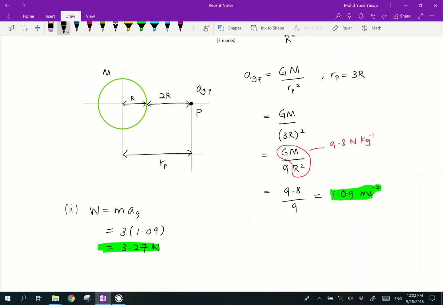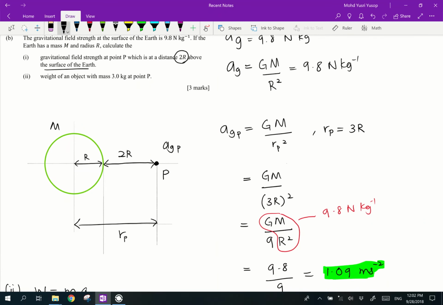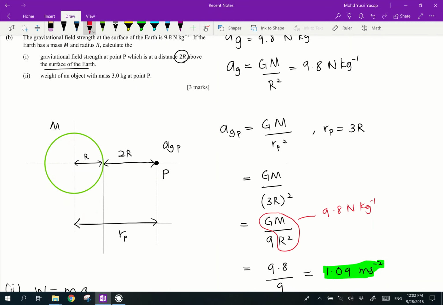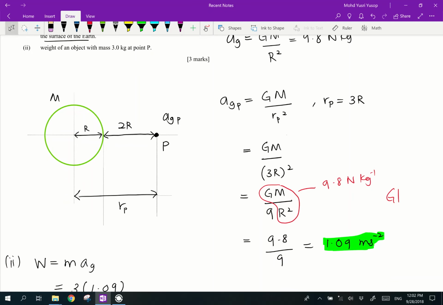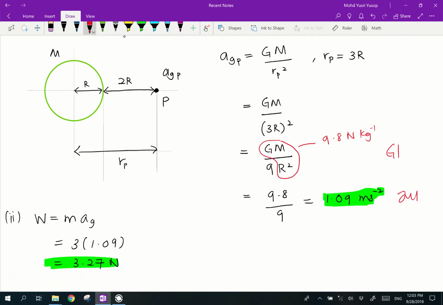Okay, so markah di sini cuma ada 3 saja. Calculationnya pun sebenarnya mudah. Okay, so markah dia ada pada gantian jawapan dan unit yang betul, sama ada Newton per kilogram ataupun meter per second square. Dan kemudian di sini we have jawapan dan unit yang betul. So that's all for question 5.